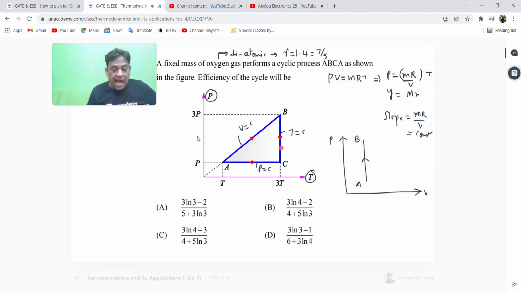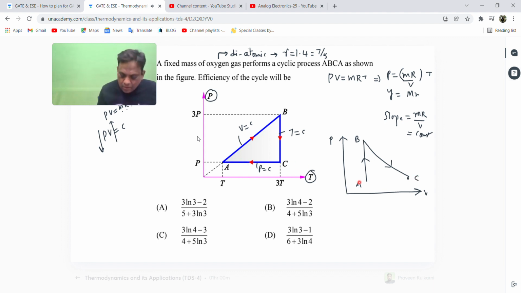B to C is isothermal. So see, what is happening? Pressure is dropping. PV is constant. B to C, PV is MRT. What is BC? Isothermal. Temperature is constant. M is constant, R is constant, temperature is constant. So PV is constant. B to C, pressure is dropping. When pressure is dropping, volume should increase. You know isothermal is a rectangular hyperbola.